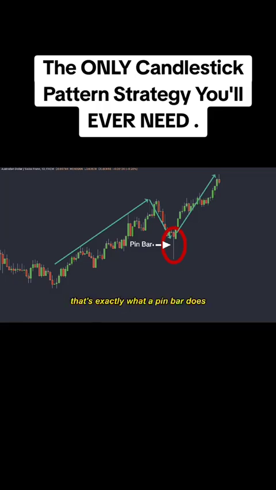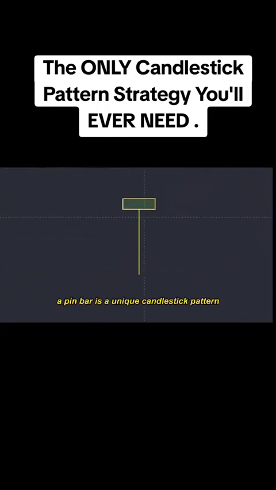Imagine spotting a subtle clue on your trading chart that could signal an impending market reversal. That's exactly what a pin bar does. A pin bar is a unique candlestick pattern, easily recognizable by its small body and long wick, showing rejection of a specific price level. That long wick? It's the market's way of showing that price tried to move in one direction but got quickly pushed back, hinting that the market might reverse.